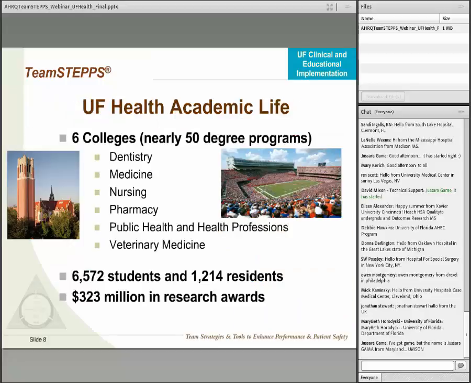The colleges of the university, we're extremely blessed to have these six colleges immediately adjacent to the hospital. We all can literally eat lunch in the same restaurants. They're right between the two places. And as we see here, we've got between 6,000 and 7,000 students in the Health Science Center with over $300 million in research awards. So we are all on the campus of the University of Florida.